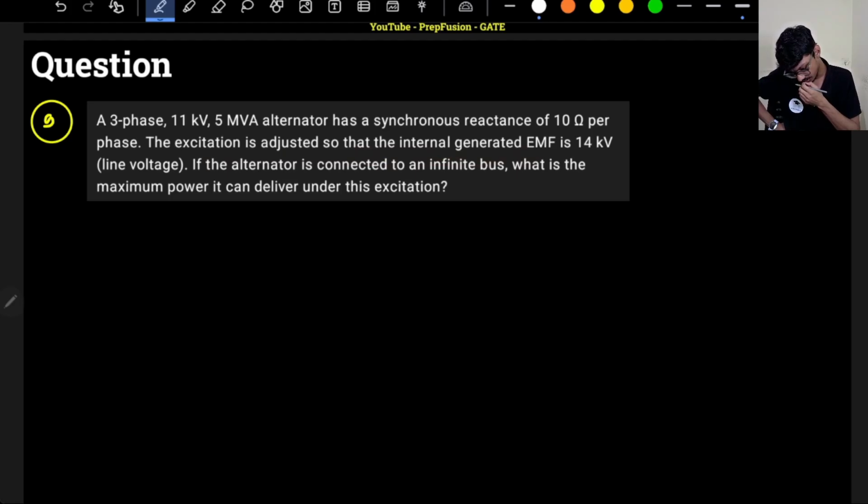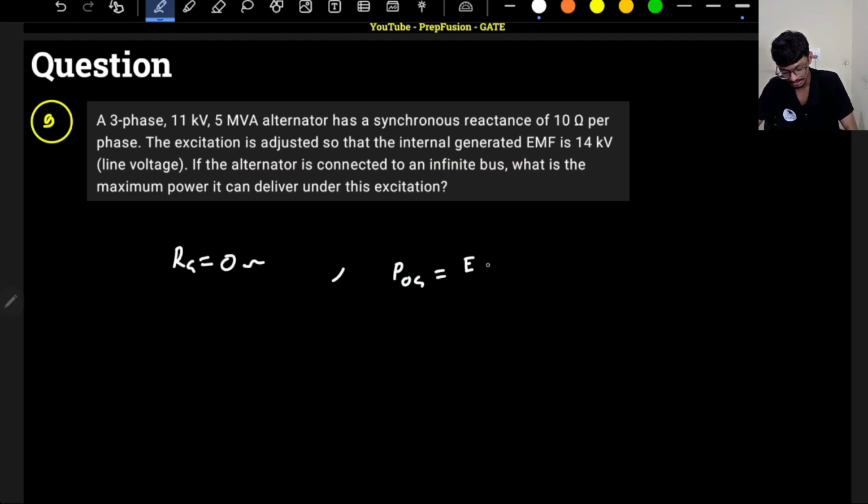If the alternator is connected to infinite bus, what is the maximum power it can deliver under this excitation? So they are asking me what is the maximum power it can deliver. And again, if you observe here, the armature resistance is 0. So what is the output power formula? If the armature resistance is neglected, it is E V by XS sine delta, right?